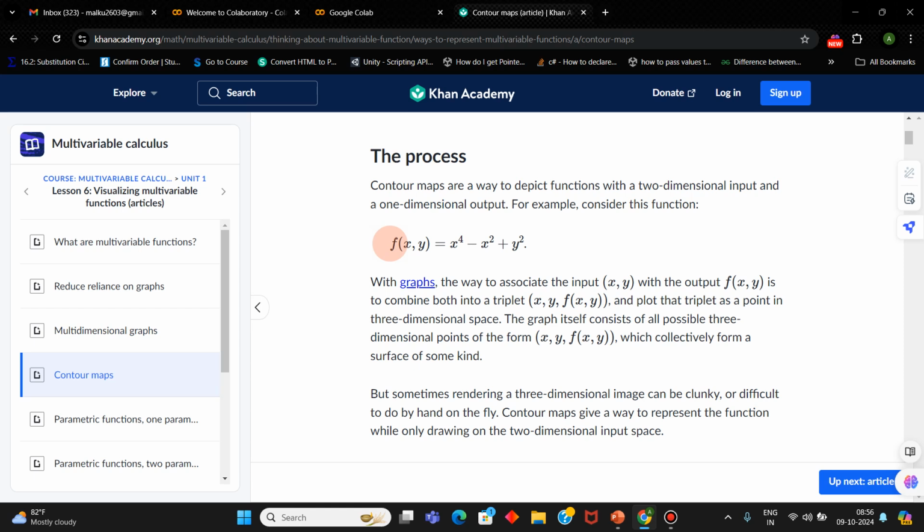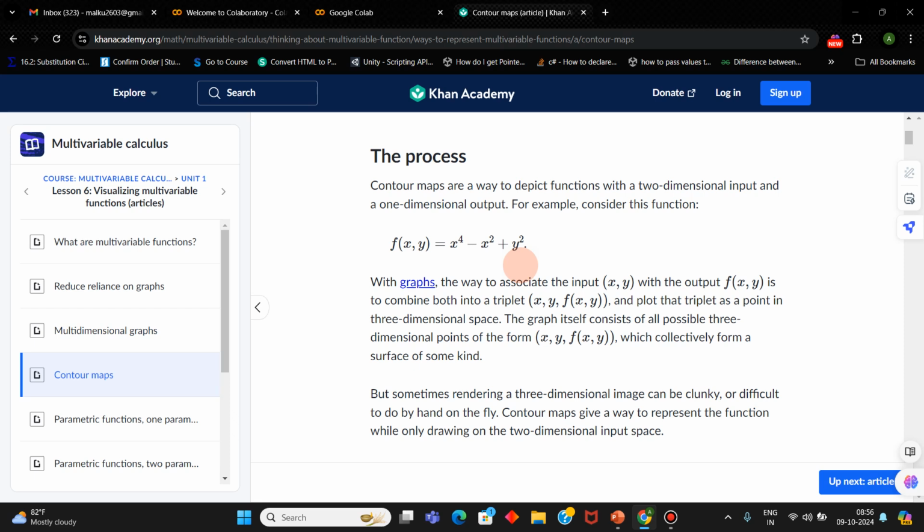Here the problem arises that we have x power 4 minus x square with the x variable, which is independent of the y variable. Generally, whatever plots we make in two dimensions, x comma y graphs, there x is independent and y is dependent on x. But here x and y both are independent. Then how do we represent it in three-dimensional space?